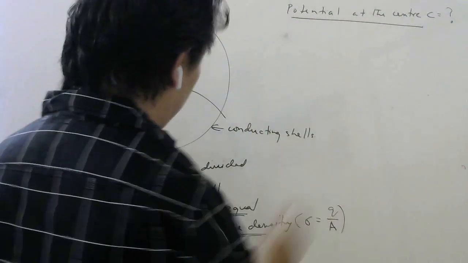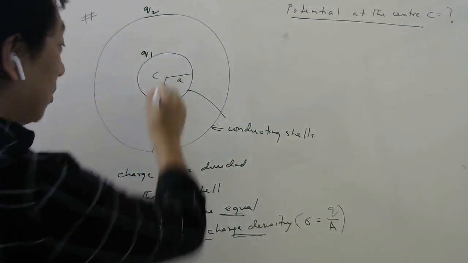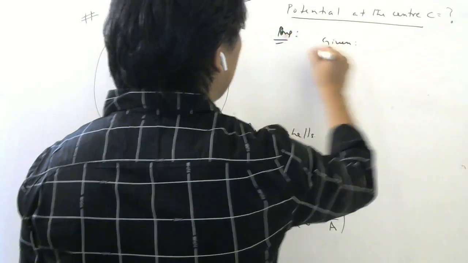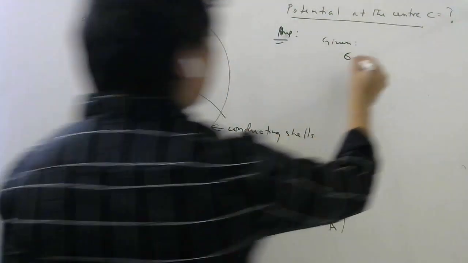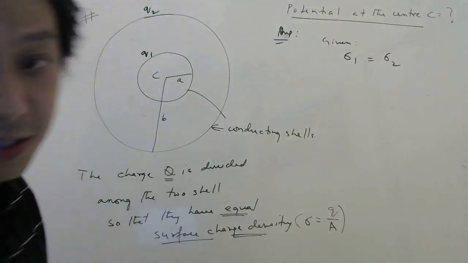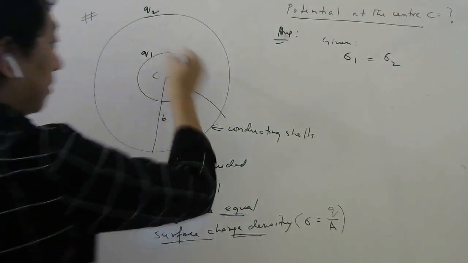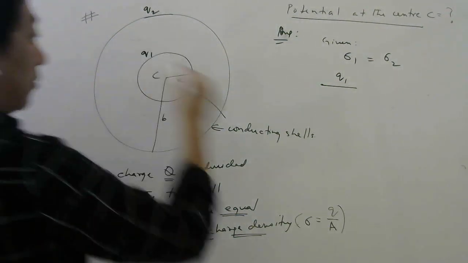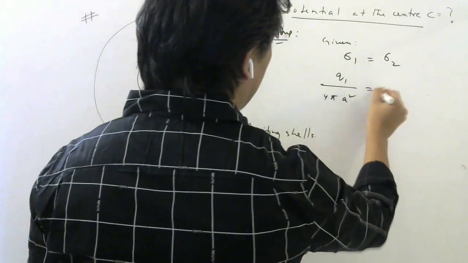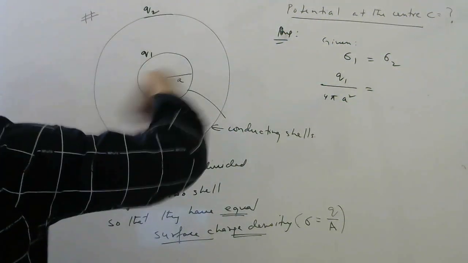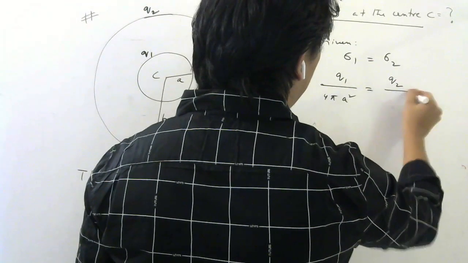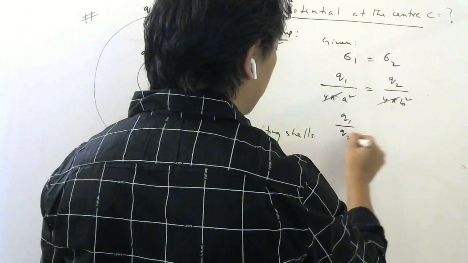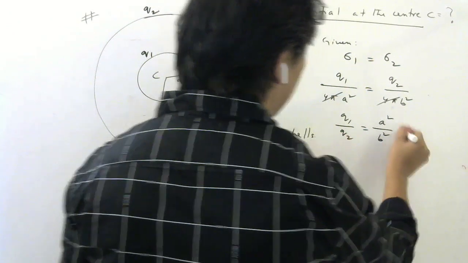Now in the question, what they told, surface charge densities are equal for the two spheres. So it is given, so let us solve the question. It is given that sigma of this is equal to sigma of this. Sigma means surface charge density. What will be the surface charge density of this sphere? q1 by area. What is the area of this? 4 pi a square. Similarly, what will be surface charge density of this shell? Charge is q2, area is 4 pi b square. 4 pi cancel. So q1 by q2 will be what? A square by b square.